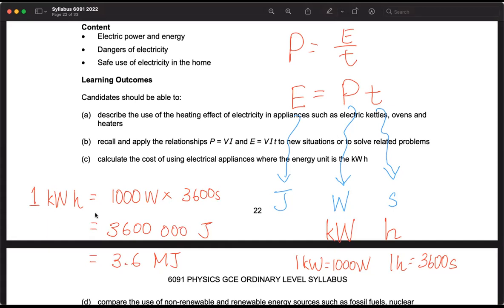1 kilowatt hour costs how much? Is that clear? Okay, so now I've calculated for you. 1 kilowatt hour is the same as 1,000 watt times 3600 seconds. So it'll give you 3.6 million joules. So 1 kilowatt hour is about 3.6 million joule. Is that clear? Are you okay? So do you know what a 3.6 million joule means?